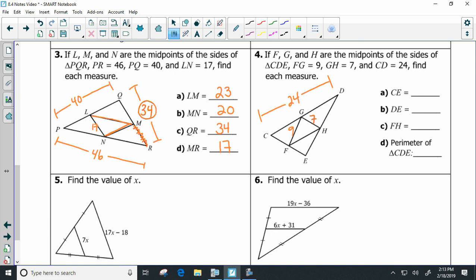So the first thing it asked me to find is CE. CE, the third side, I'm going to find its mid-segment. The mid-segment that is parallel to CE is GH. And remember, the third side has to be twice as long as the mid-segment. So if that mid-segment is 7, then CE has to be 7 times 2, which is 14.